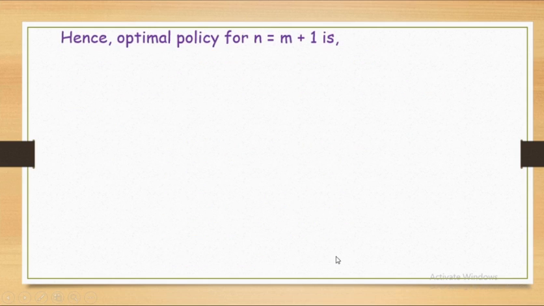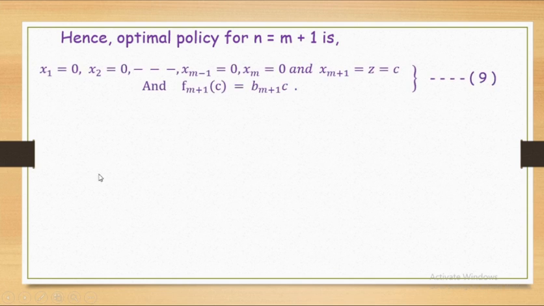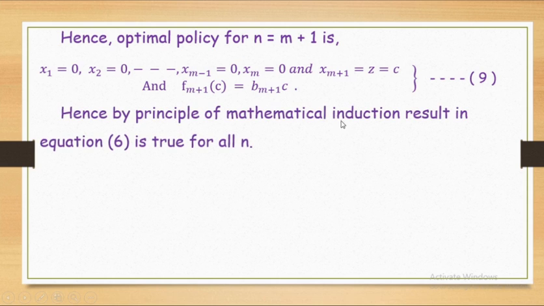Hence, the optimal policy for n equals m plus 1 is x1 equals 0, x2 equals 0, up to xm minus 1 equals 0, xm equals 0, and x(m+1) equals z, which equals c, and f(m+1) of c is equal to b(m+1) of c, equation number 9. Hence, by principle of mathematical induction, the result in equation 6 is true for all natural numbers n.